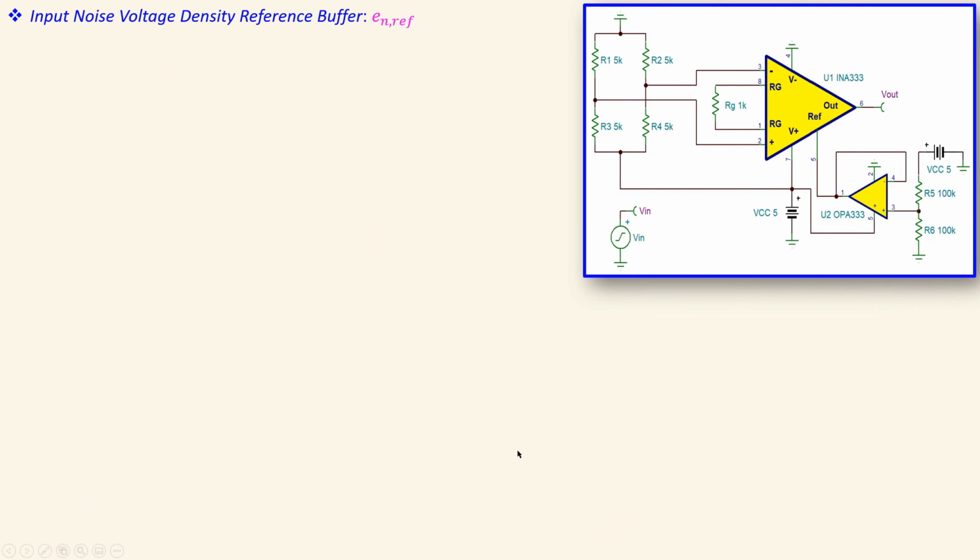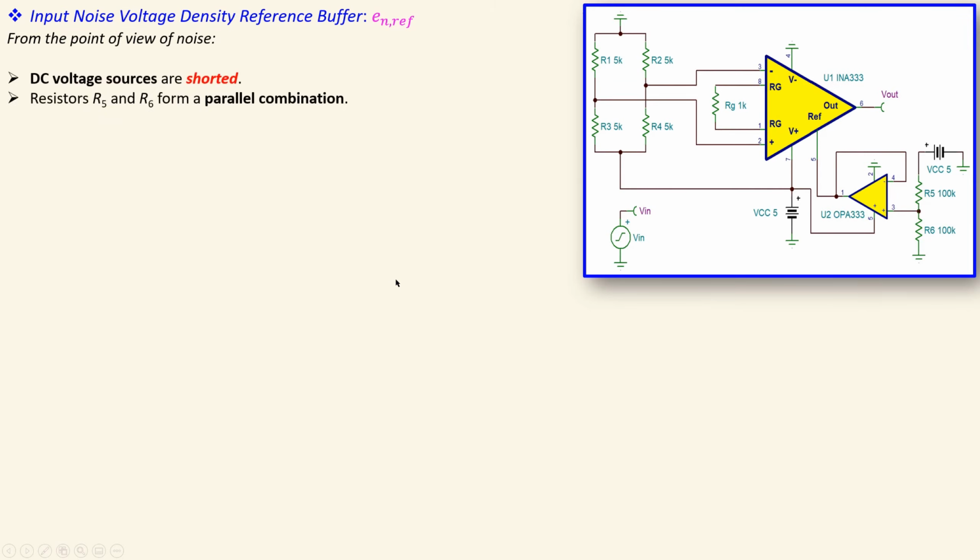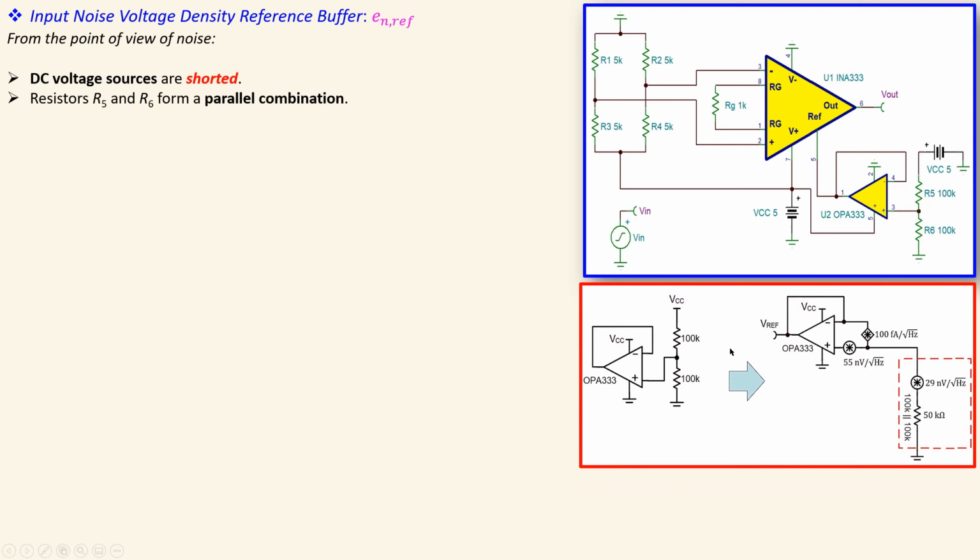Now, the input noise voltage density due to that buffer or the reference circuit. Again, looking from a point of view of noise, I can say the DC sources are again shorted, and R5 and R6 are actually a parallel combination. So that's also shown here. This is actually what we have as the buffer.